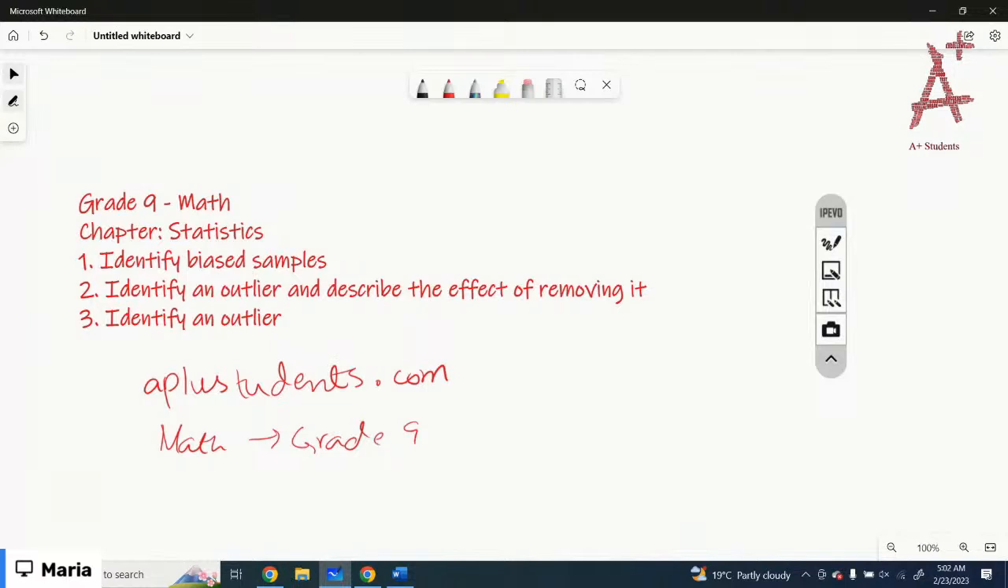We're going to start with the chapter statistics, and the lessons we're going to cover today are identify biased samples, identify an outlier and describe the effect of removing it, and identify an outlier.